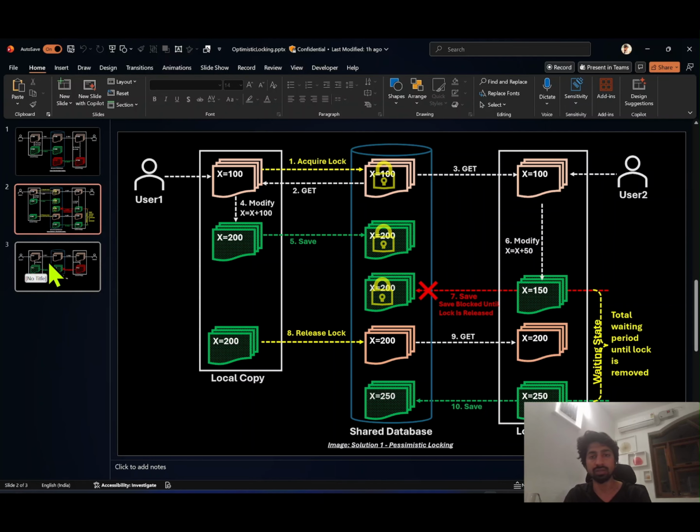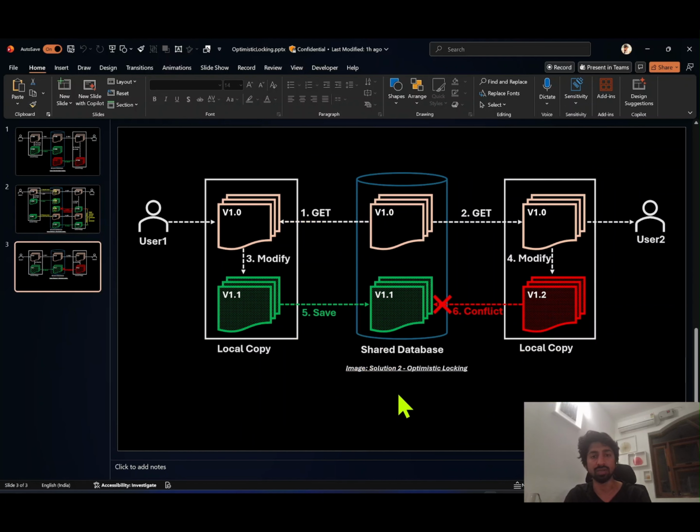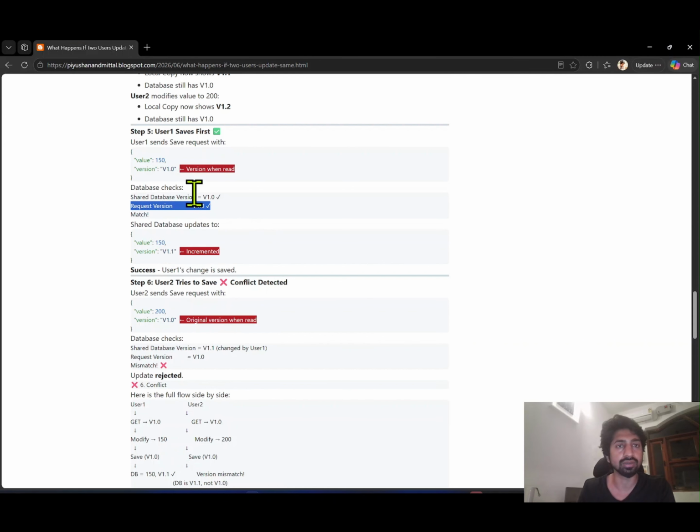So the simple solution to this problem is optimistic locking, where we maintain a version, right? For example, user one is trying to access some record, and the record would have some kind of versioning to it. For example, version 1.0, and at the same time, user two is also reading the same record, and the record version is 1.0. So when user one tries to update that particular record, what happens at the backend is, let me open the blog I have written on this topic.